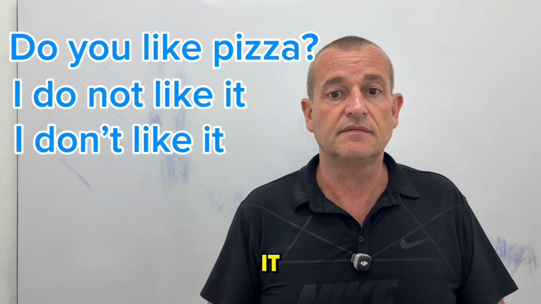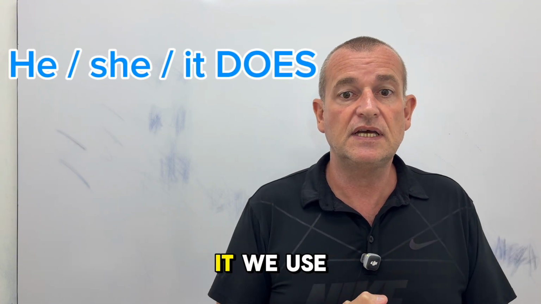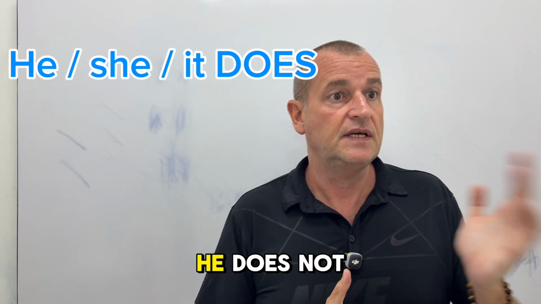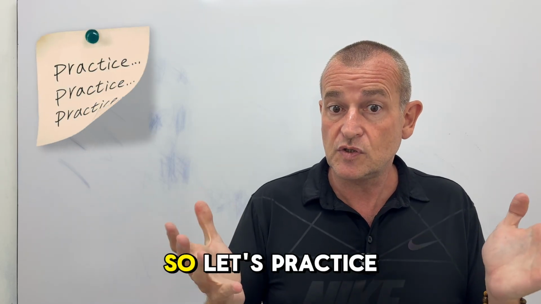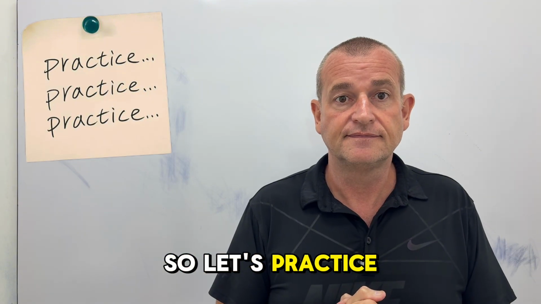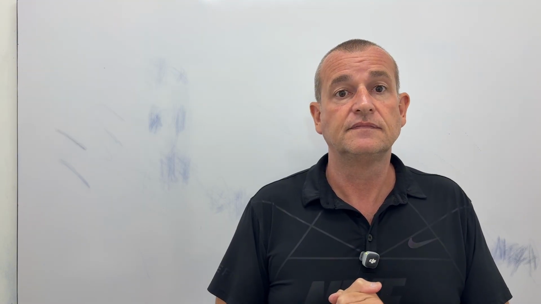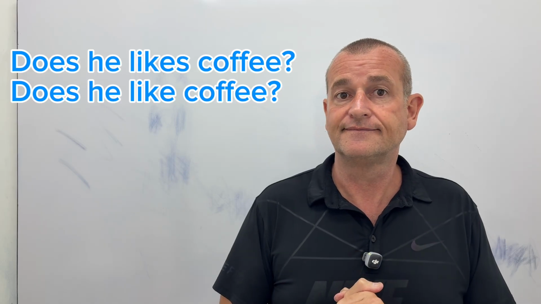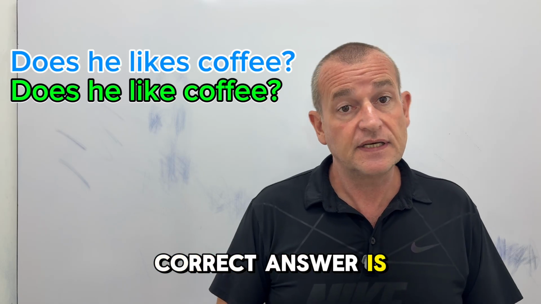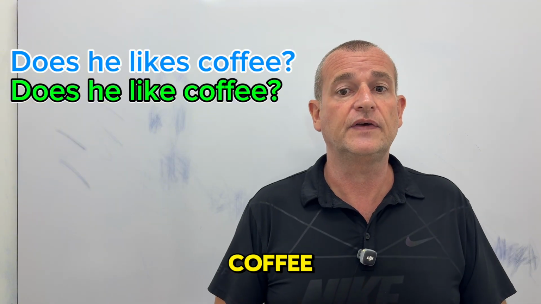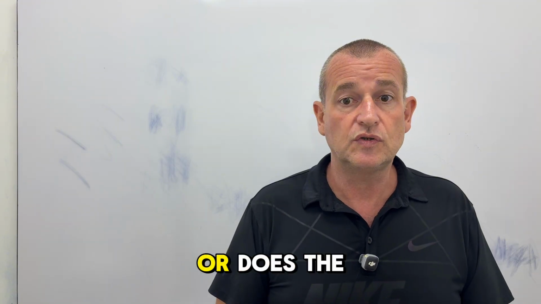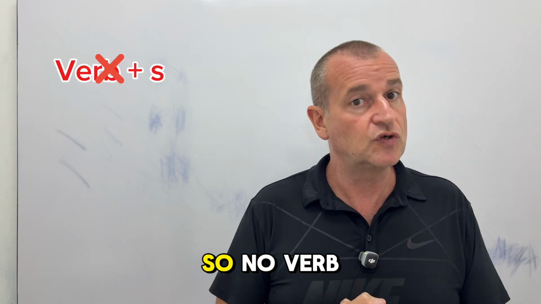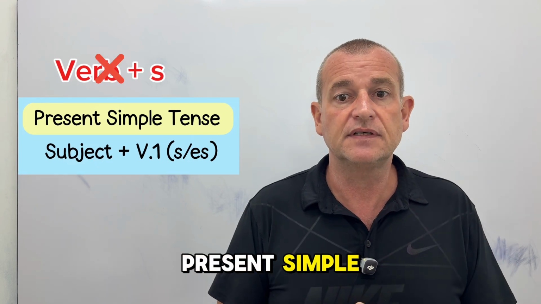I don't like it. With he, she, it, we use does. Does she work here? He does not know. So let's practice. Which sentence is correct? Does he like coffee? Or does he likes coffee? Well done. The correct answer is, does he like coffee? So after do or does, the main verb stays in base form. So no verb S as in present simple.